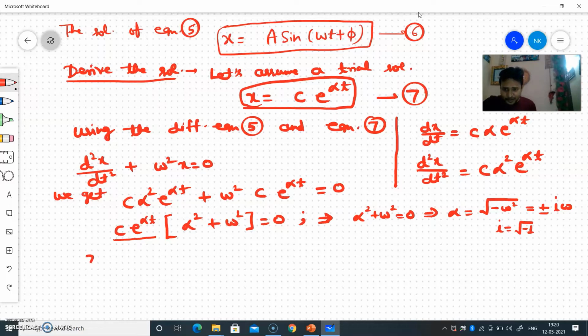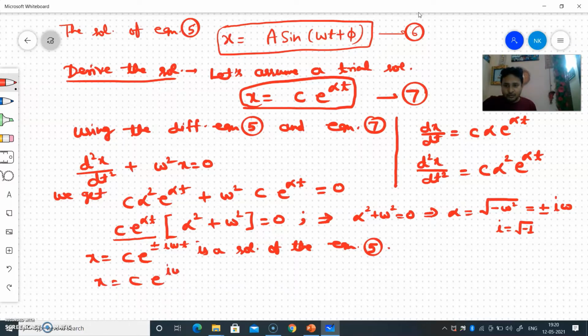So x is equal to c exponential plus minus i omega t is a solution of differential equation number 5. So x is equal to c exponential i omega t is a solution, and x is equal to c exponential minus i omega t is a solution of equation 5.